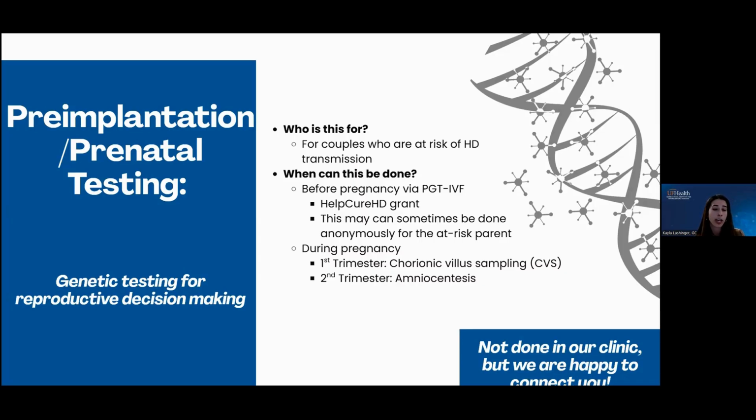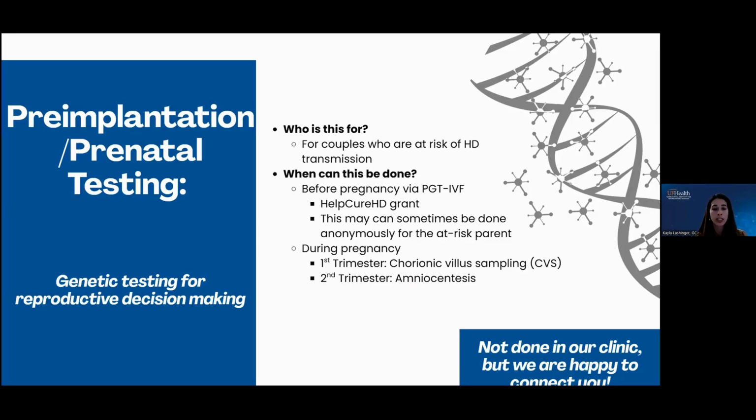And there's actually a grant through Help Cure HD for PGT IVF and families with a history of HD that can help support them through this process since it is pretty expensive and also is an emotionally taxing process as well. And in some cases, this can actually be done anonymously for the at-risk parent, so they don't have to know their own status, but that varies from clinic to clinic. Usually it does require DNA to be banked from someone who had confirmed Huntington's disease, so that would likely be the grandparent of the future child.